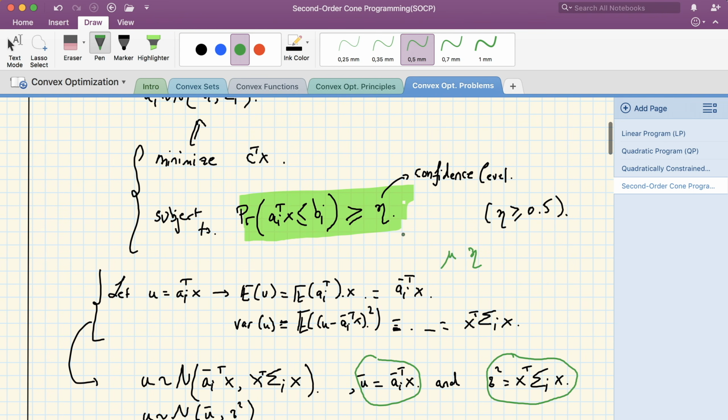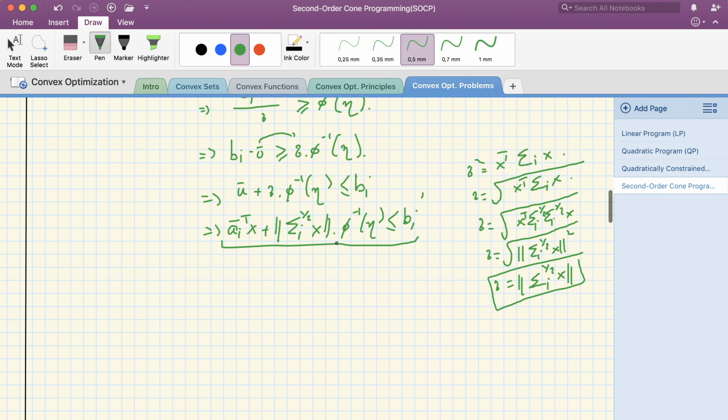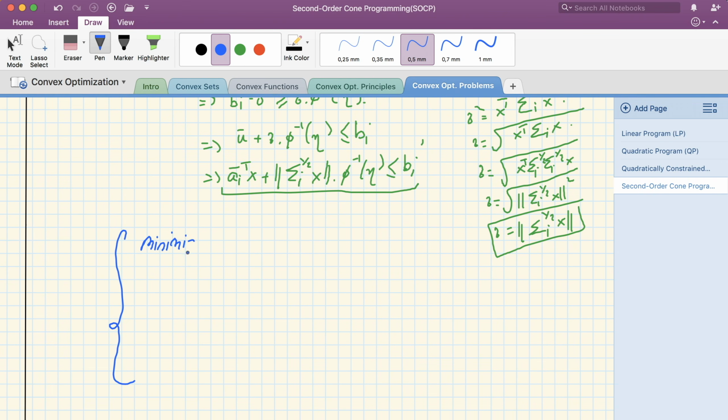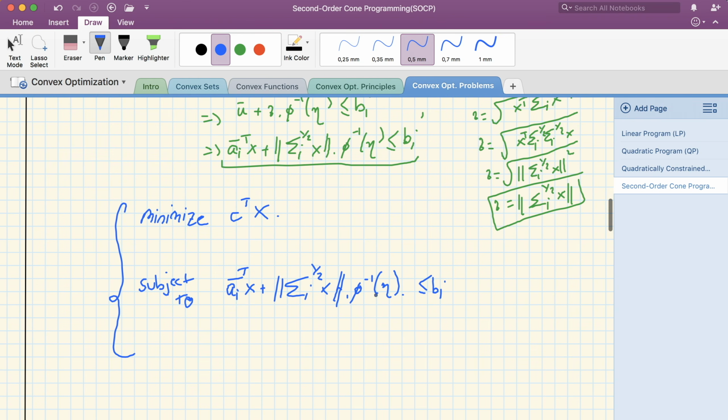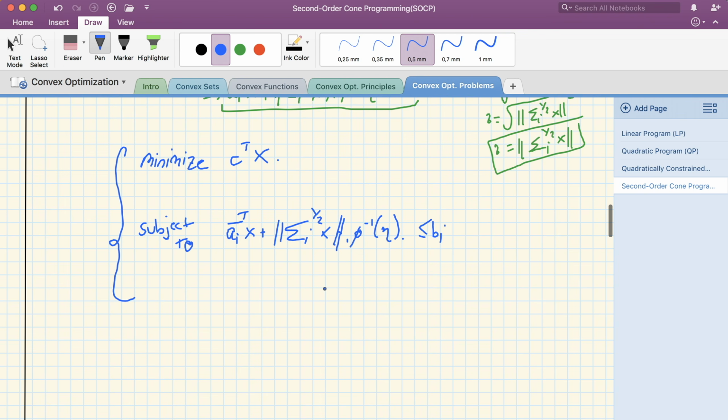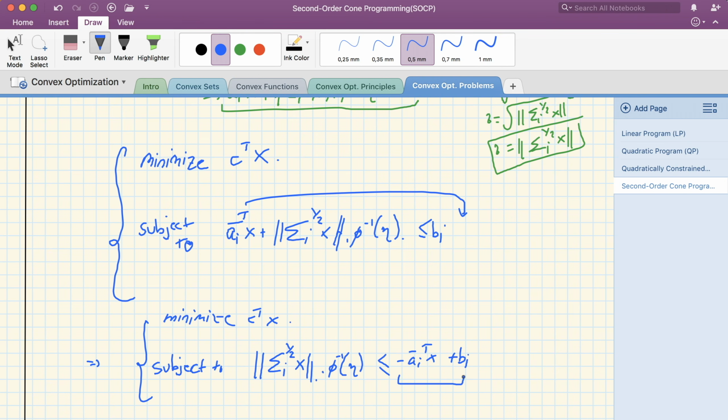So we're going to replace this in the last problem formulation. We have this, and we will get the following problem: minimizing c transpose x subject to this. a_i bar transpose x plus the norm of sigma_i half x times a certain factor lower bounded by b_i. Now here we have the norm term, and here's the linear term, which will go on the right hand side. So the right hand side is looking good.